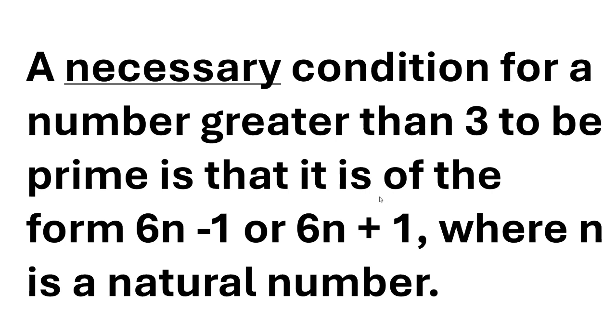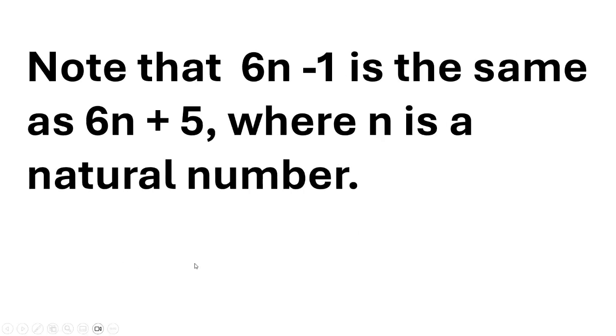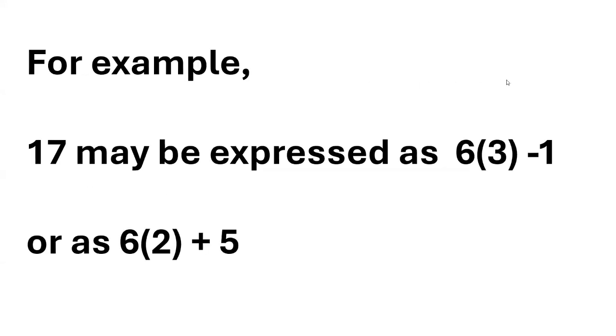Now, one other thing to note is I've stated this as 6n+1 and 6n-1, but actually 6n-1 can be expressed as 6n+5. 6n minus 1 is the same as 6n plus 5, where n is a natural number. For example, 17 can be expressed as 6n minus 1. It would be 6 times 3 minus 1, which gives you 17. Or it can be expressed as 6 times 2 plus 5. That'll also give you 17.